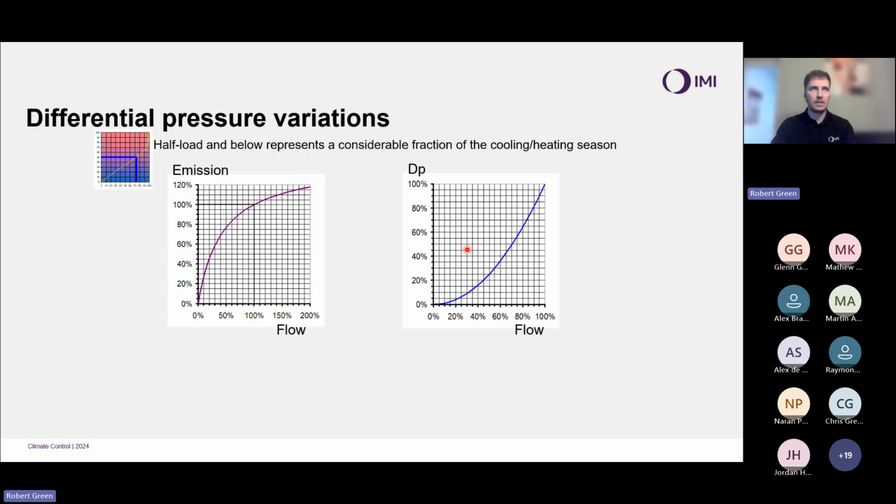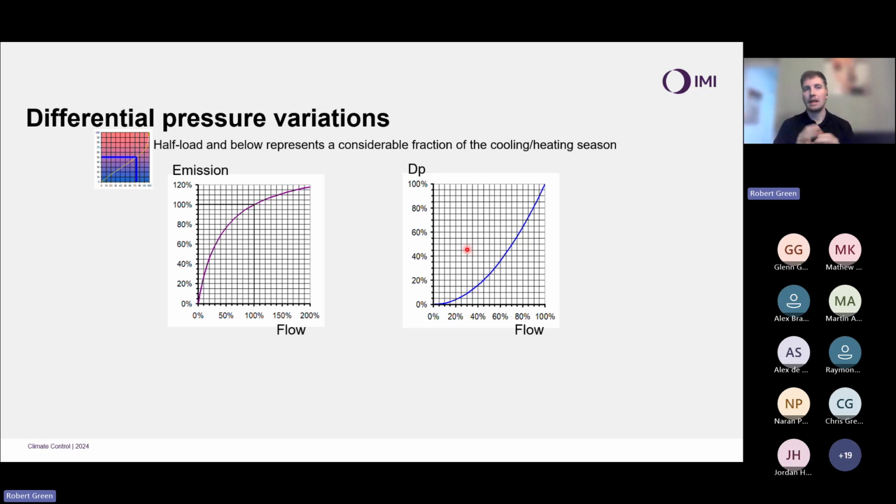And if we take a typical system, typically a system will operate at around half a load or below for a very considerable fraction of the cooling or heating season. So you may be running, I think in Melbourne, for a very considerable amount of your time nowhere near 50% up if you've designed a cooling system for, say, I don't know, 1 megawatt worth of cooling.